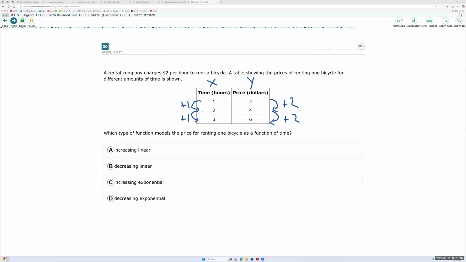So when we're adding, the Y and the X are both increasing, and it is linear because we're adding. All right, so increasing linear it is. That's it. Don't need to look at the other choices. I need to move on and save time. So pause if you need to. But the answer is A, and I don't even need to read the other answers.